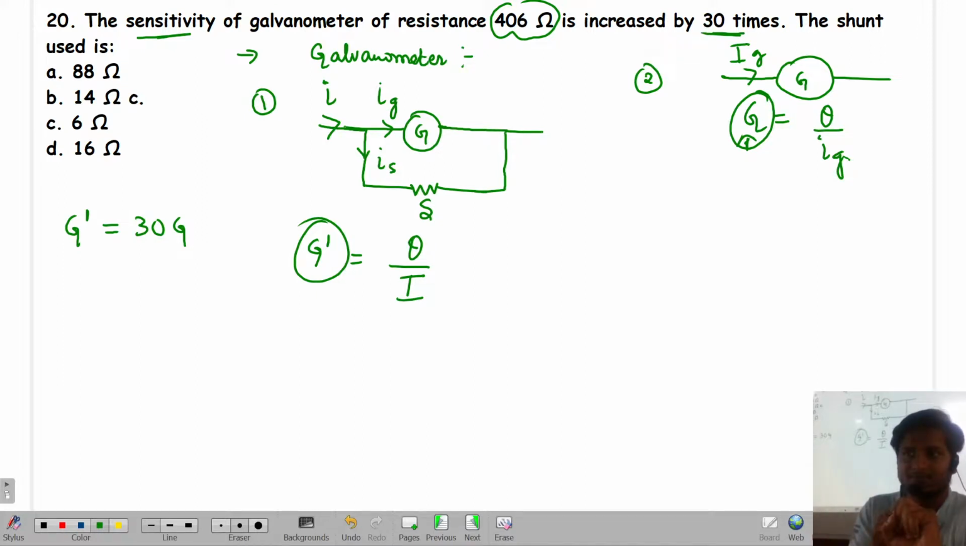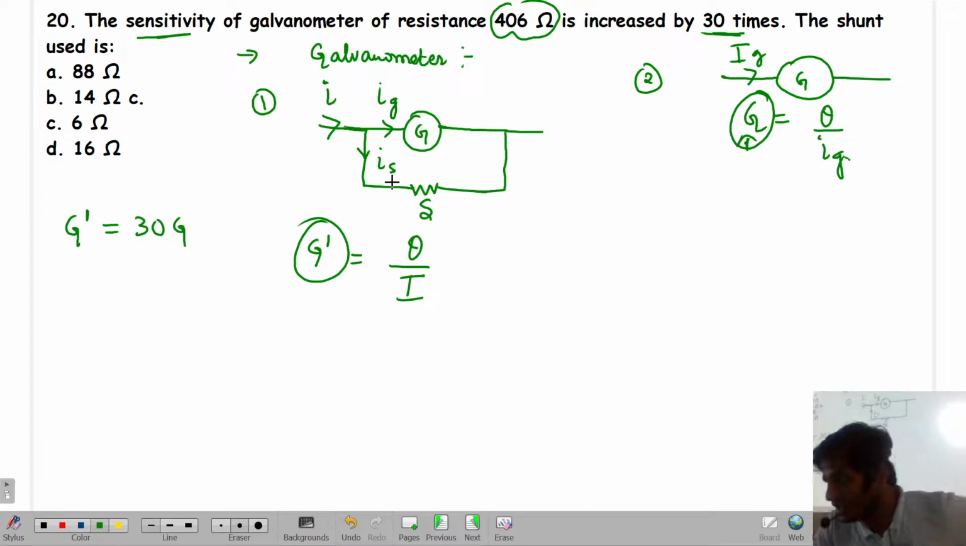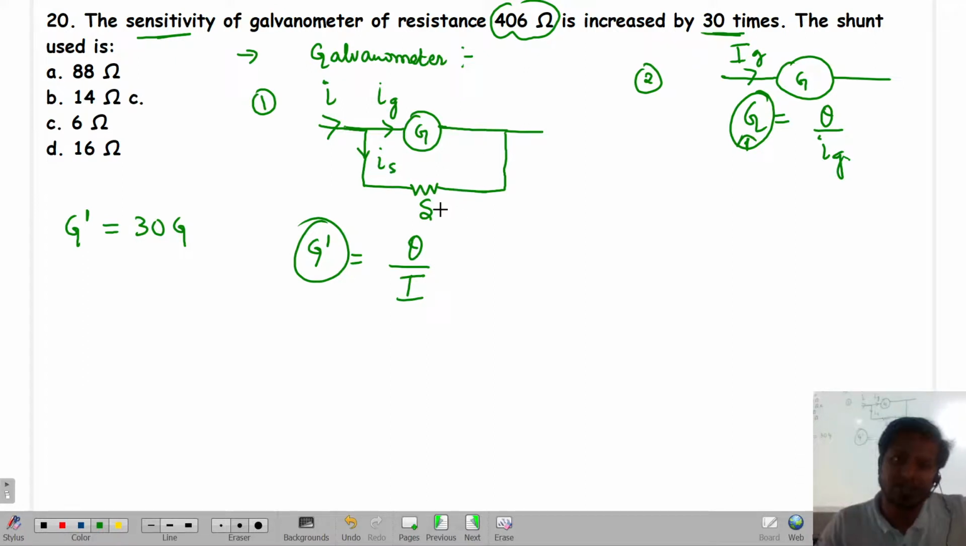Understood or not? If I put you in cold water, your sensitivity decreases or not? Tell me yes or no. It is going to decrease. But if I put you in hot conditions, your sensitivity will increase. So this is the galvanometer. If I add the resistance, what is going to happen? Some current is going to reduce and the theta value will decrease. Understood or not?